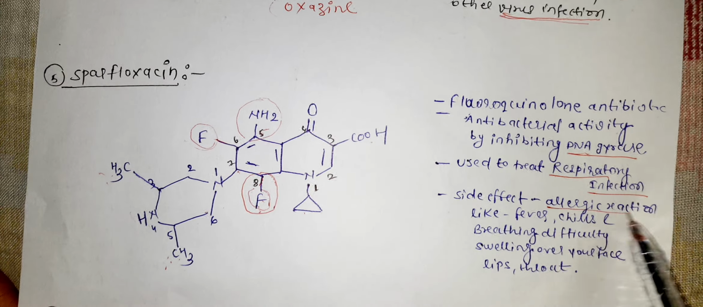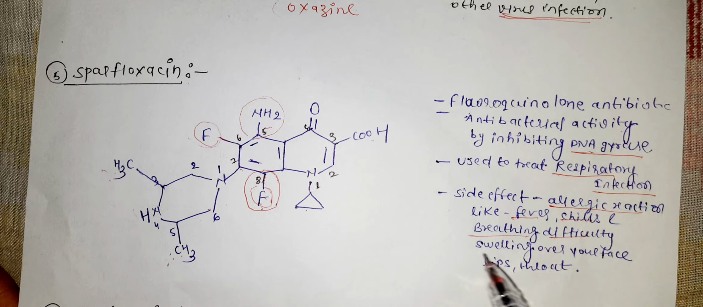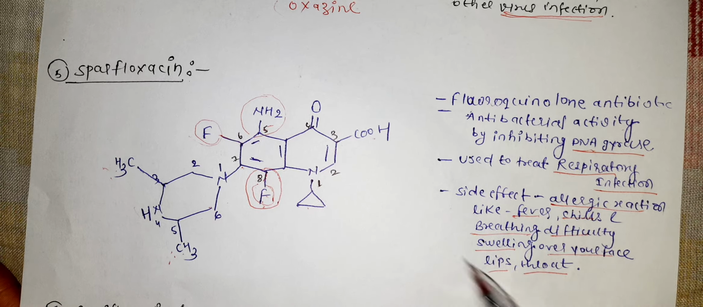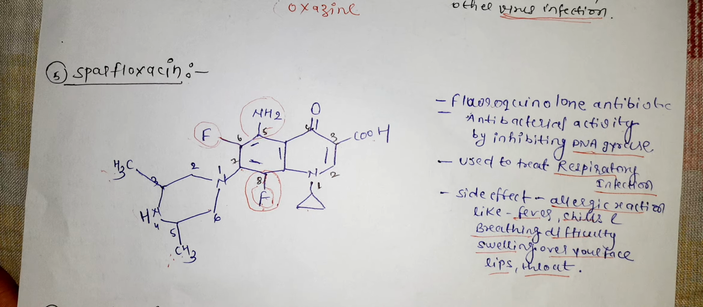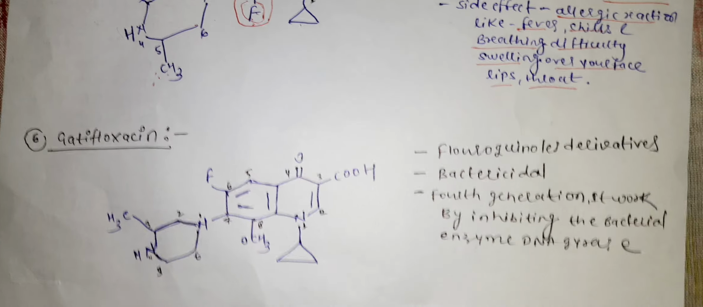First is allergic reaction like fever, chills, difficulties in breathing, swelling over your face, lips, and throat. So these are the major side effects of sparfloxacin. So the next structure is gatifloxacin.